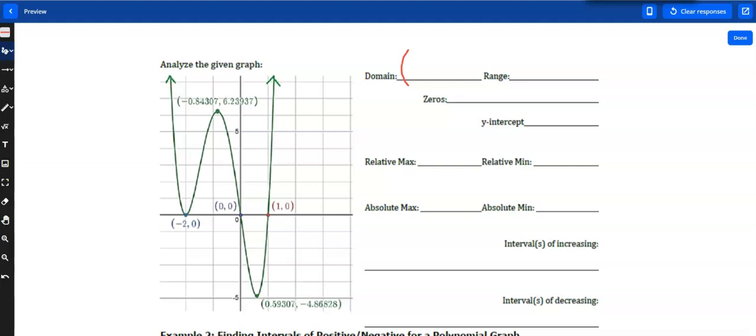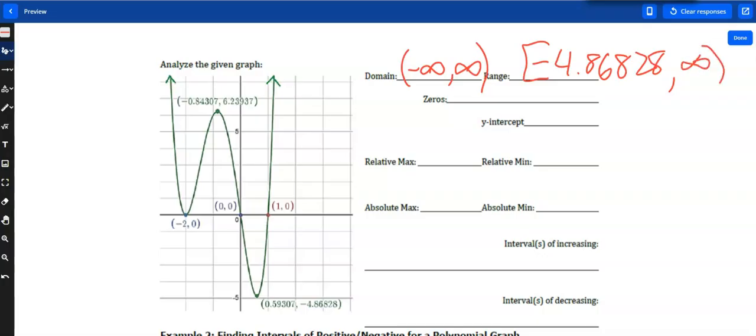Domain and range. Domain should always be easy. Range has a little bit of a trick to it here. The lowest value, that should be a bracket. The lowest value here is a negative 4.86828. And it goes up, up, up from there to infinity.